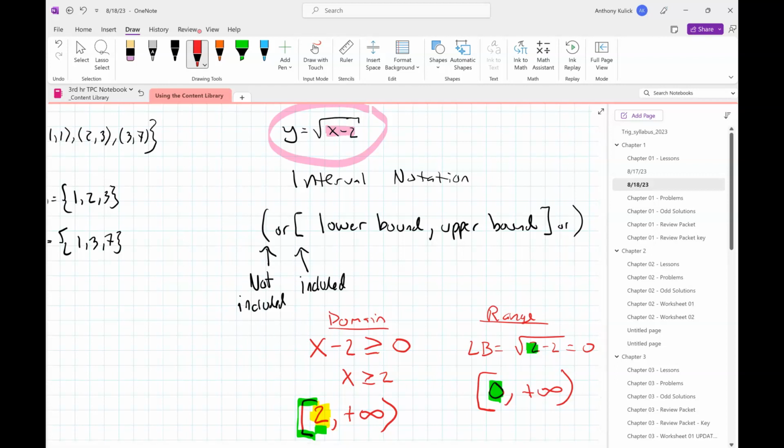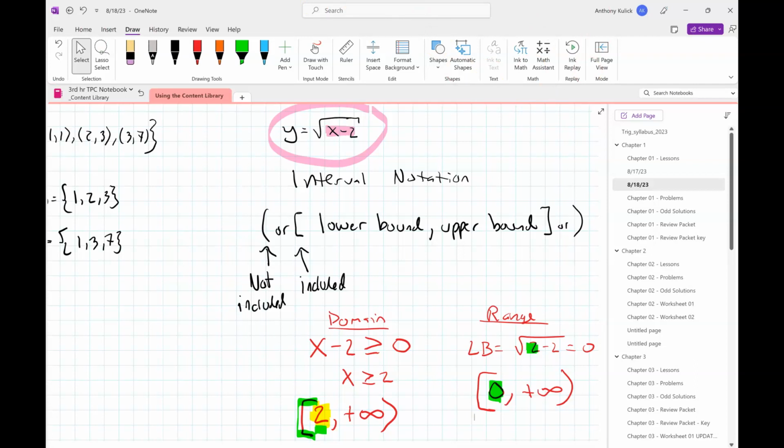So I'm just tracing back. How did I get that 0? A number with a bracket on it. That'll get a bracket too. Does this feel okay? Okay, so that's kind of how we do interval notations. That's how we do some domains and ranges.